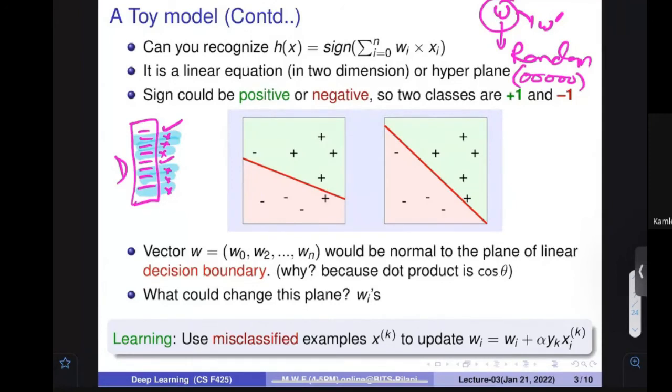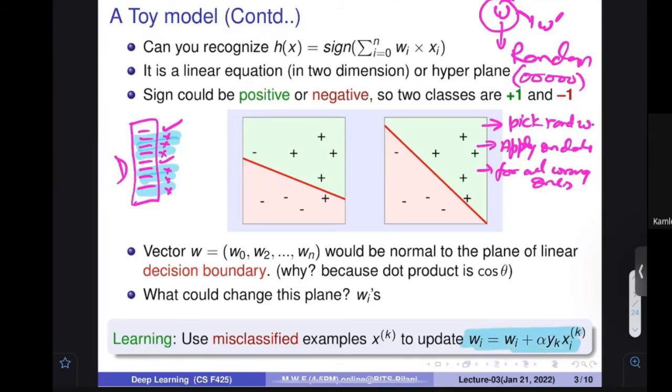So what I was telling the algorithm, I'm going to tell you the technique. The technique is this, that you pick the random one. You pick the random one, number, pick random W, number one. Second, apply on data for all wrong ones. You update using this formula.